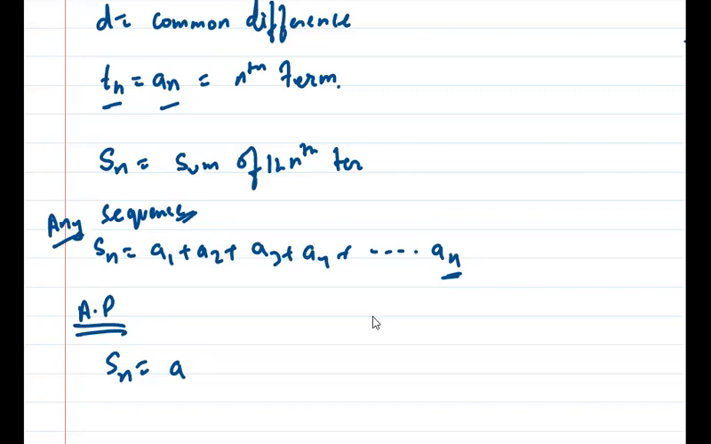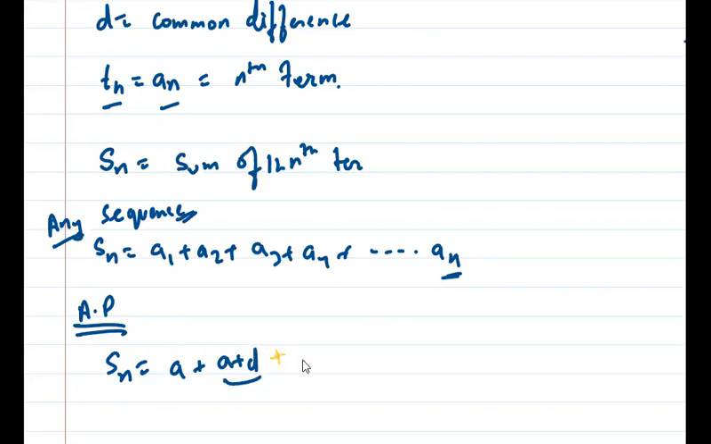Whatever the sum is, the sum of everything will not be like this. That is the definition. I'm saying for AP, A1, A2 will change, right? A1 is A, A2 is A plus D. Yes or no? Tell me, yes or no? Think about it.